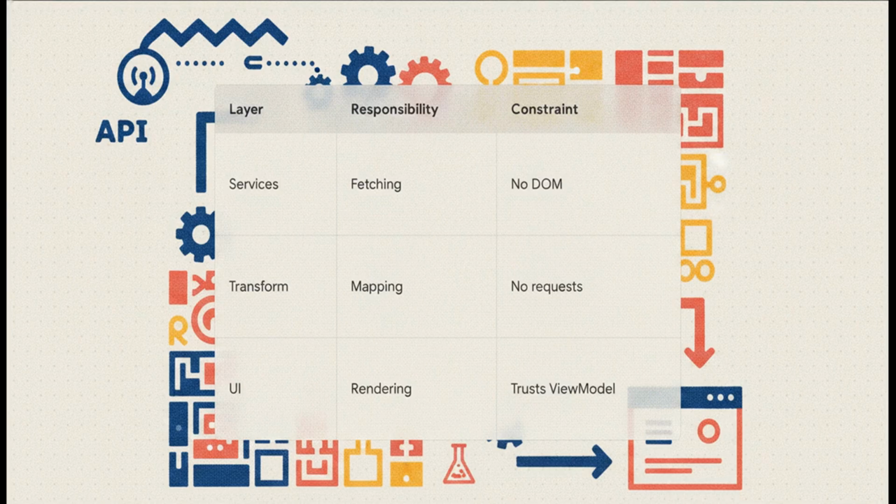First, the services layer handles the fetching. It talks to the network and knows absolutely nothing about the DOM. Second, the transform layer maps the raw JSON into our view model using defaults. It never makes network requests. And finally, the UI layer handles rendering. It never maps data, it just trusts the view model it receives. This precise separation means if you have a UI bug, you know for sure it can't be breaking your network layer, making debugging incredibly easy.